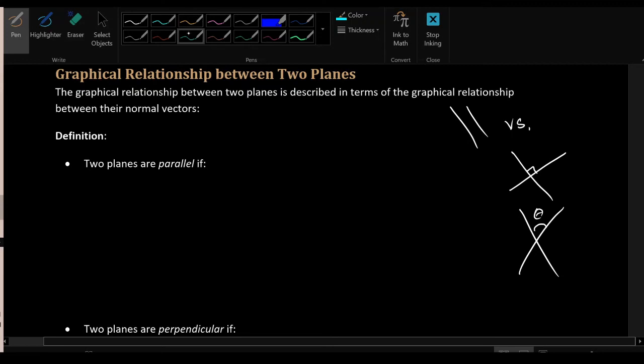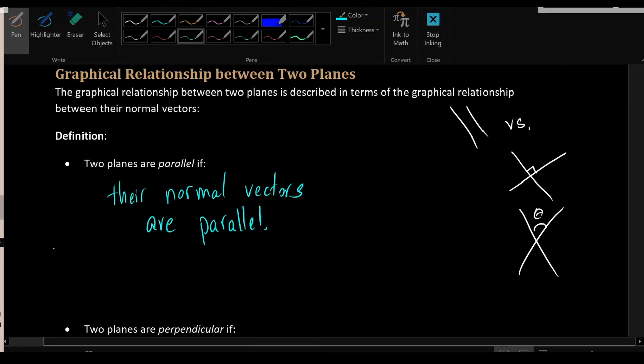But much easier in terms of actually checking whether two planes are parallel is to say that two planes are parallel if their normal vectors are parallel. As a really simple example, suppose that I had the xy plane z equals 0 versus a slightly larger plane 2z equals 3.